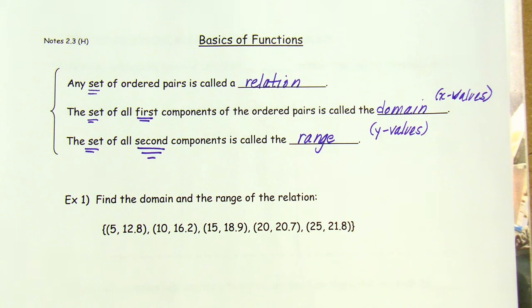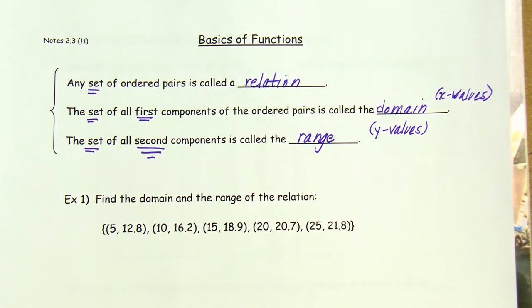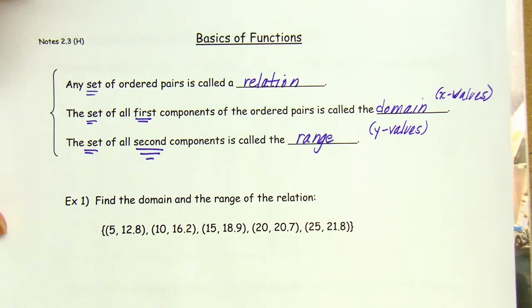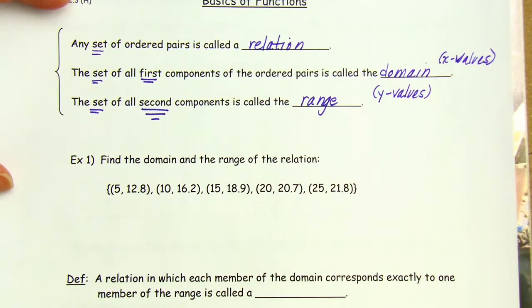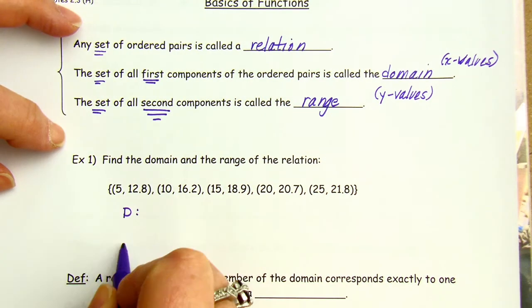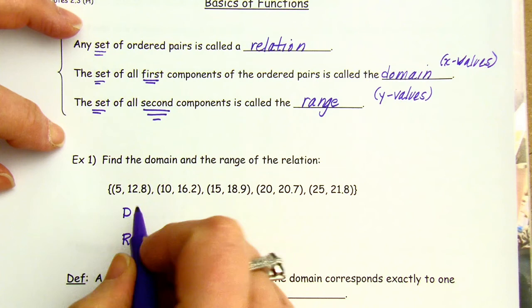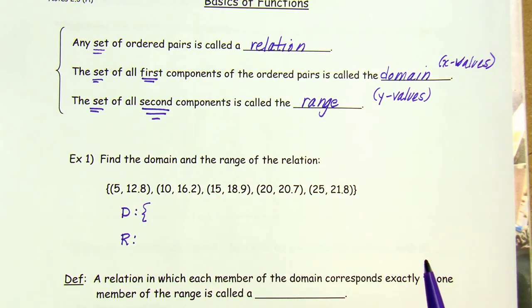All right, so here is a set of ordered pairs. I know it's a set because I see the set notation, and I know they're ordered pairs because I see the parentheses. Okay, so this is a relation. So, when you are asked to give the domain and the range of the relation, we're going to do D for domain, R for range. It is a set of values. And you're going to just list the x values, not in parentheses. We're just going to list the x values.